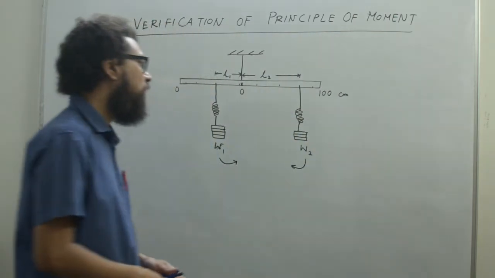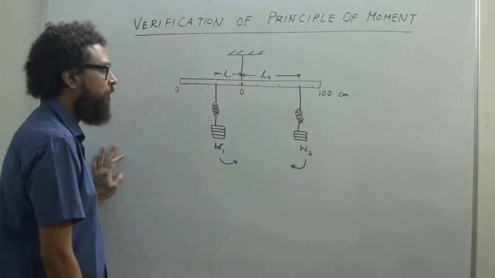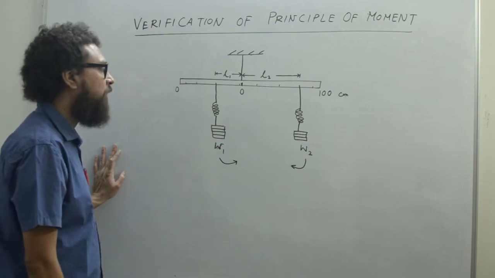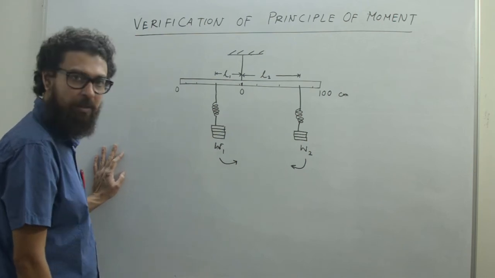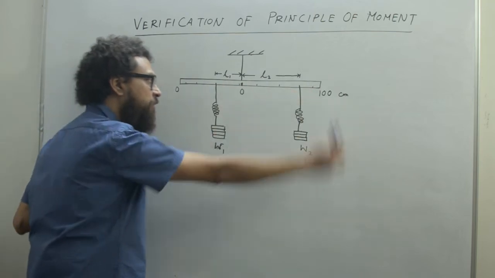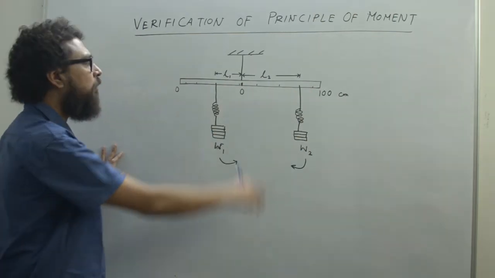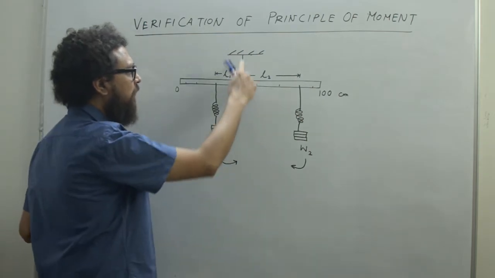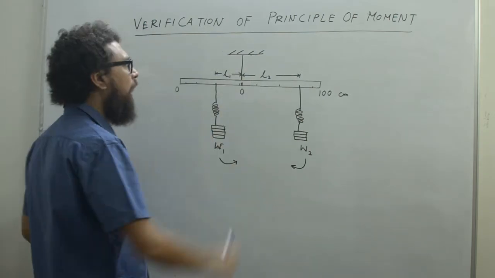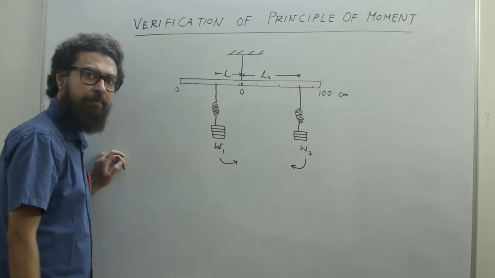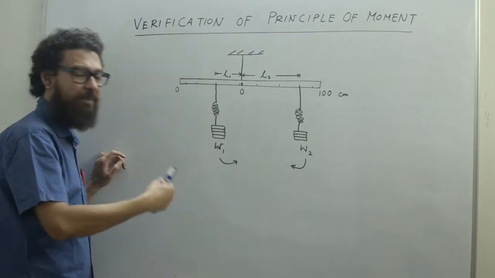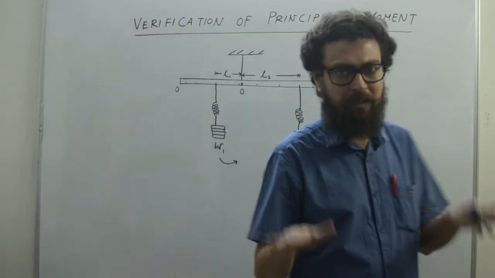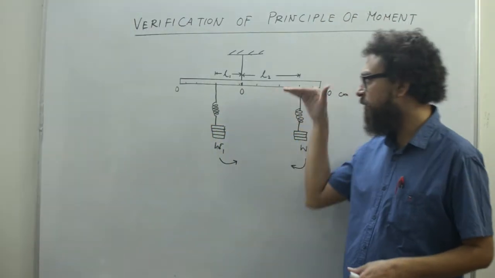So we will take a 1 meter long wooden ruler scale that you will have in your lab. It is usually 1 meter long, marked 0 centimeter to 100 centimeter, and there is a midpoint which is 50 centimeter. At 50 centimeter I'll tie a small string and hang it from a rigid stand, so it will hang. After a certain time the oscillation will stop and it will be straight.